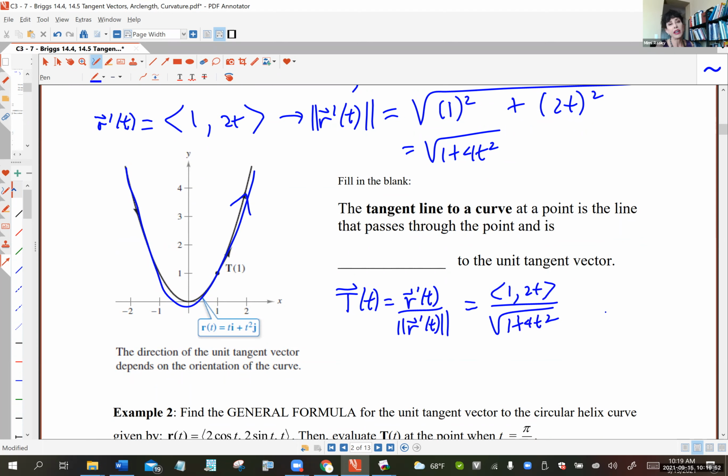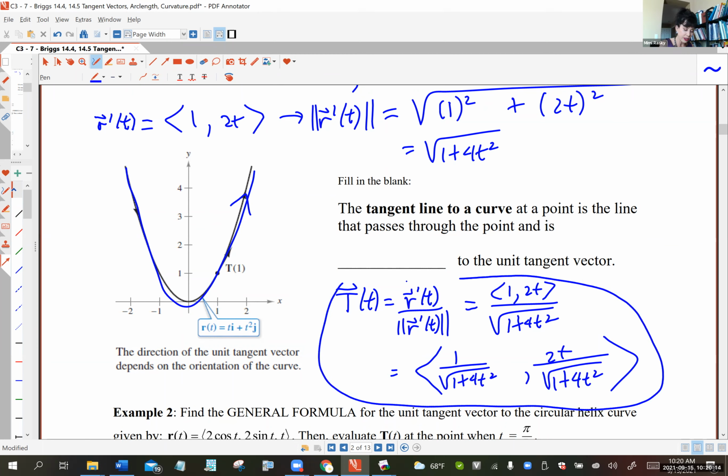I don't let you leave it like that to get full credit. Please distribute the scalar. So the final answer for big T is a vector that has these components: 1 over square root of 1 plus 4t squared. And then the other component is 2t divided by square root of 1 plus 4t squared. Yay! And there's your big T.